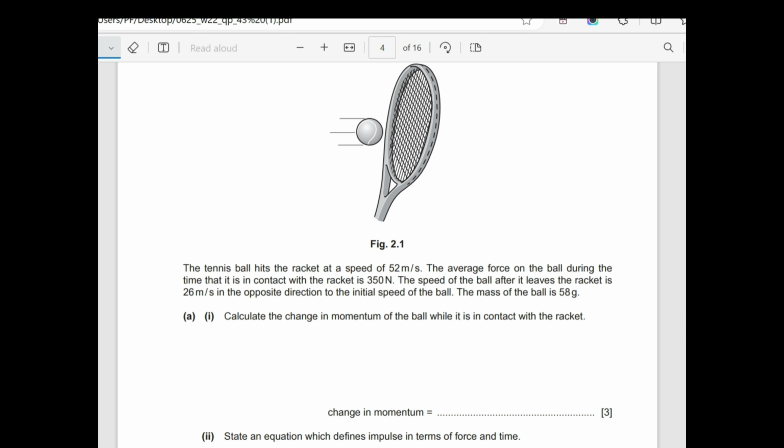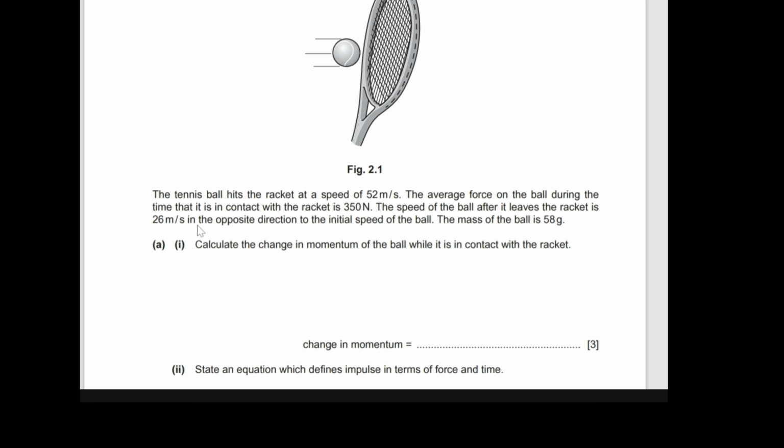Now we are required in part one to calculate the change in momentum of the ball while it is in contact with the racket. Okay, so on this one, we know that change in momentum is equal to final momentum minus initial momentum. But we know that momentum basically is equal to mass times velocity. So final momentum is mass times velocity minus initial momentum, which is mass times initial velocity.